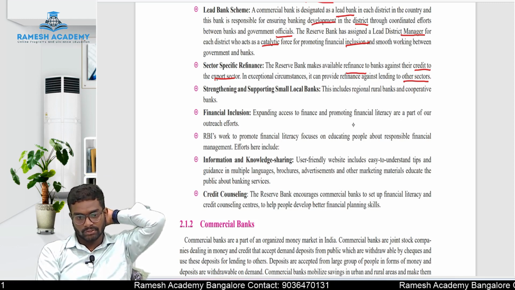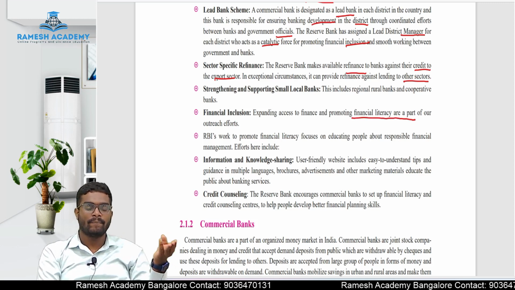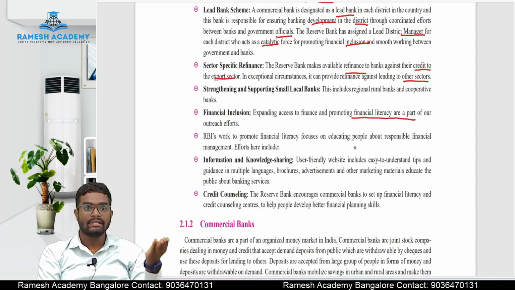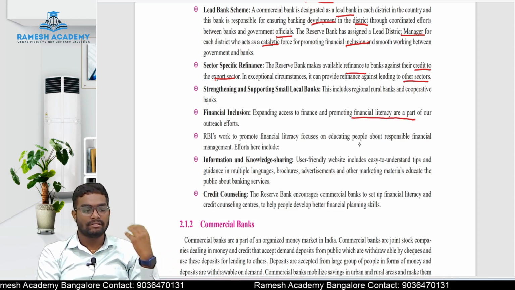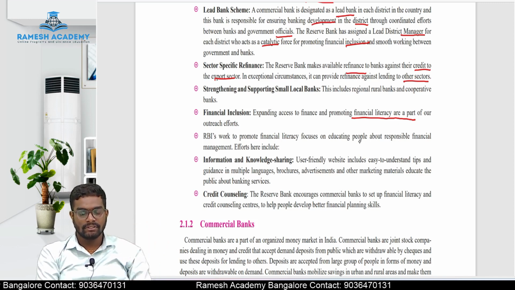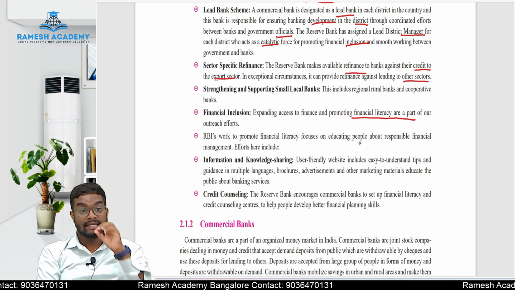Financial inclusion in the sense of promoting financial literacy means asking everyone to open a bank account, transact everything through banking only, use minimal cash, and route every transaction through the bank account itself, so that the government will have a count on it and there is less tax evasion.